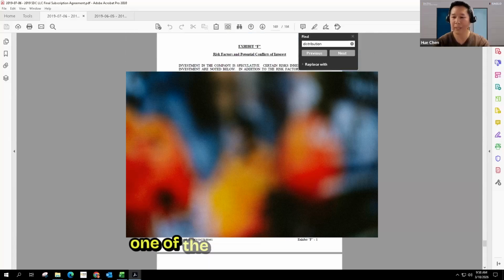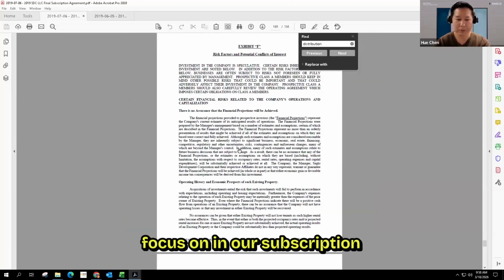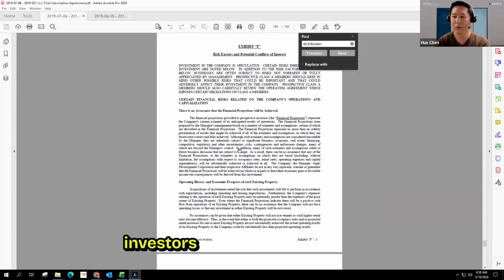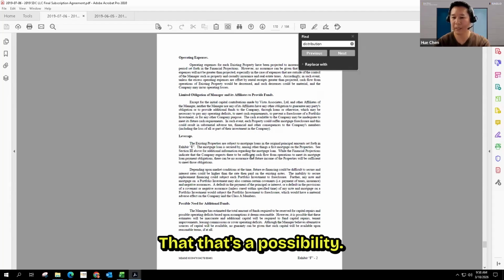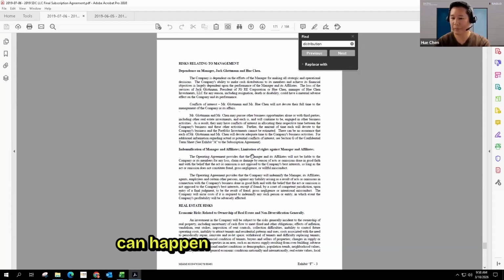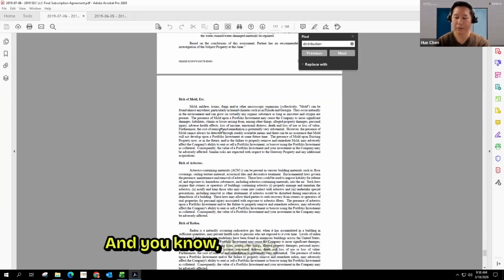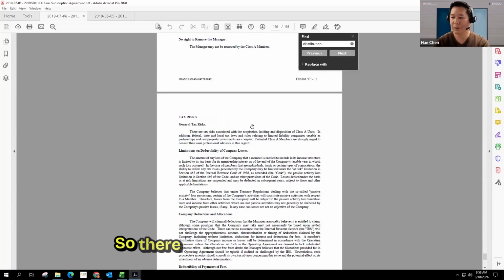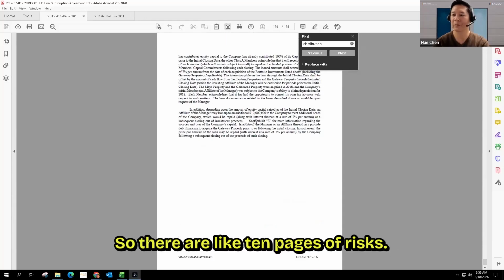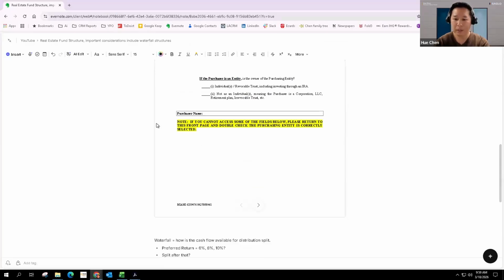So risk factors. One of the things that we really focus on in our subscription agreement is just to tell the investors all of the risks that can occur in investing in a private placement fund. You just have to be very transparent. You could lose all your money. That is a possibility. There could be death of the GP. That's a possibility. There's a lot of things that can happen that are outside of the control of the GP. There's environmental, there's a pandemic, there's all sorts of things that could happen. So there are like 10 pages of risks. All right, let's go back to here.